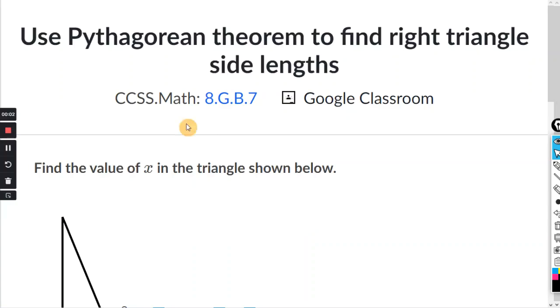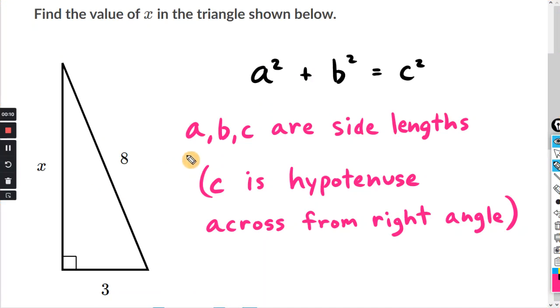This will be for the con exercise. Use Pythagorean Theorem to find right triangle side lengths. So the formula for the Pythagorean Theorem is a squared plus b squared equals c squared. A, b, and c represent the side lengths of the triangle, and c is always the hypotenuse, which is the side across from the right angle.